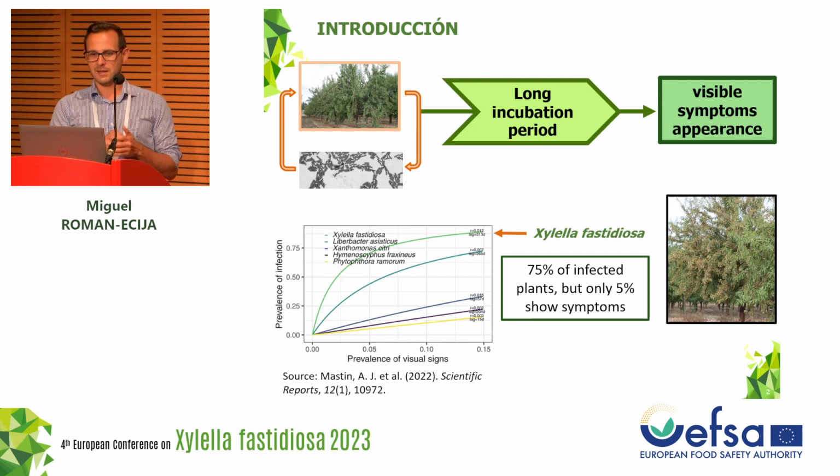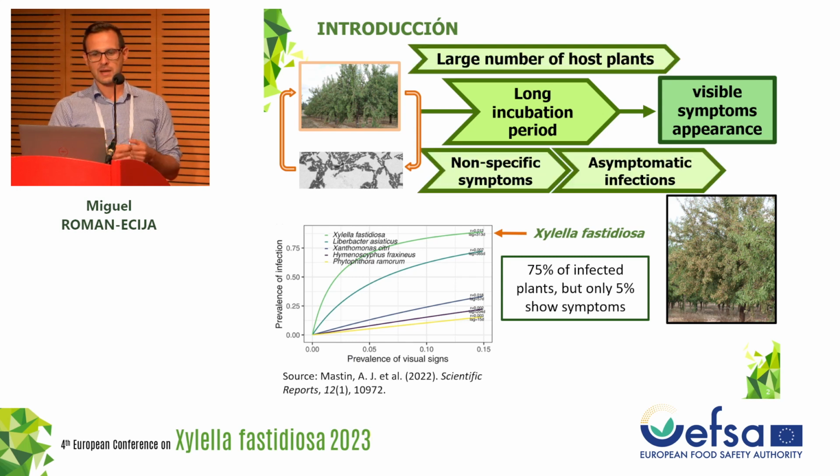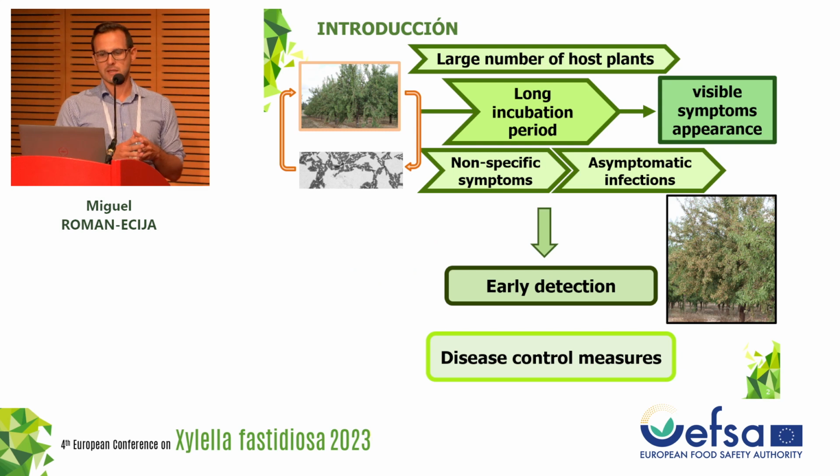Once Xylella fastidiosa is inoculated in the plant, its detection is difficult, mainly due to the long incubation period that, joined to the large number of host plants and the asymptomatic infection, makes the detection of the bacteria in early stages of the disease very challenging. For that, early detection of the bacteria in the field is very important and crucial to implement control measures of the disease and prevent the spread in the field.